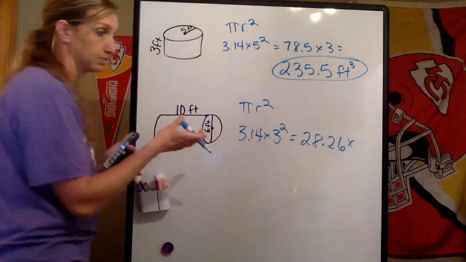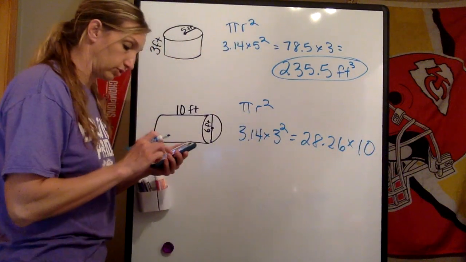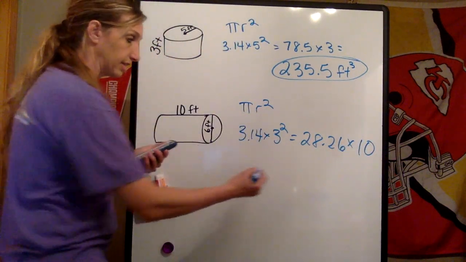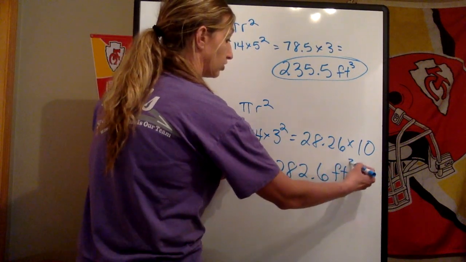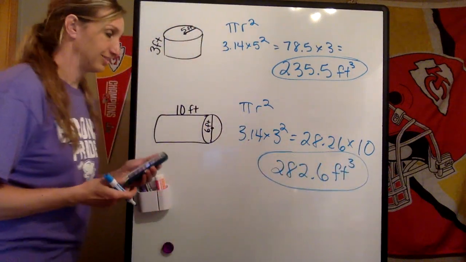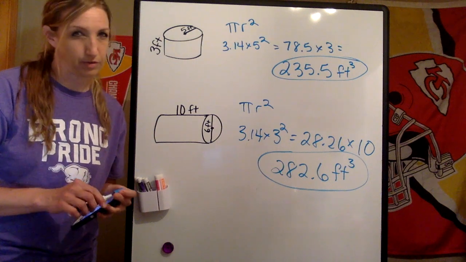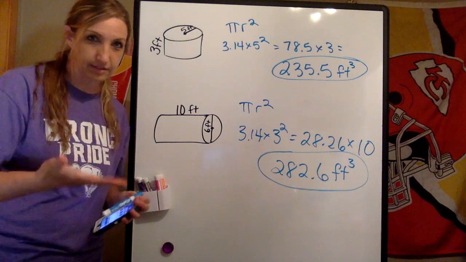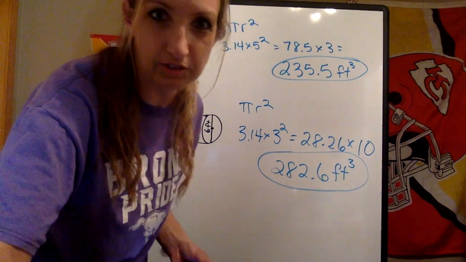And so if I have it tipped on end, my height is now 10. So 28.26 times 10, and that gives me 282.6 feet cubed. And there we have it, okay? All right, go back and watch some more if I went too fast. Remember, volume is area of the base times the height. All right, good luck. Go watch some more if you need to.